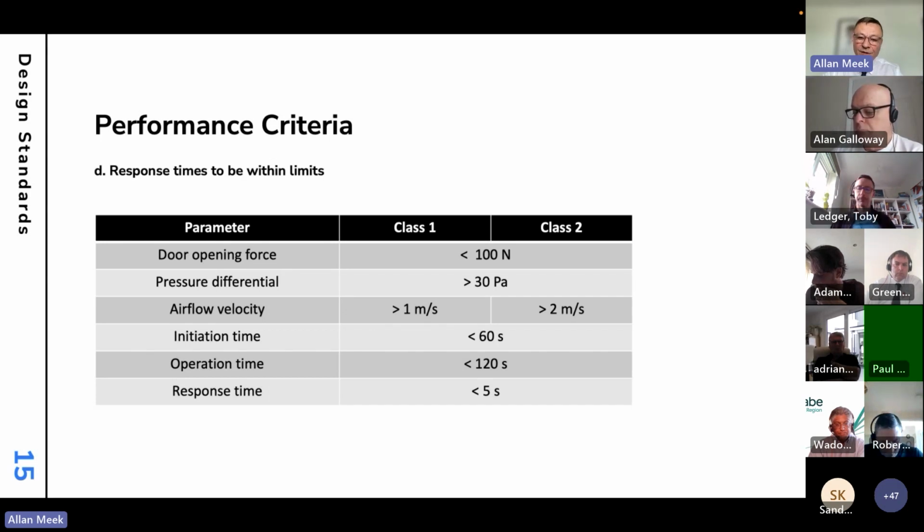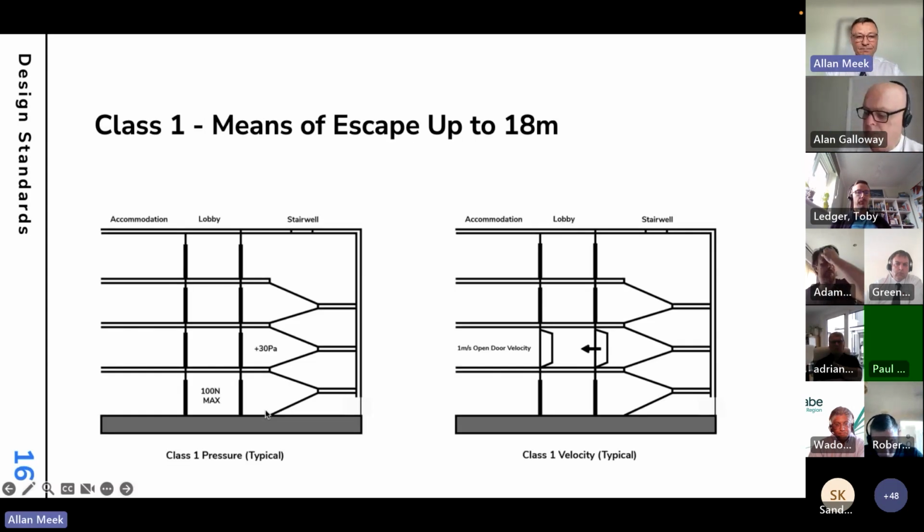So if a door opens, then we have 5 seconds to get up to the open door velocity. If the door closes again, we have 5 seconds to get up to the 30 pascals pressure difference. So, showing them diagrammatically, for a Class 1 means of escape, generally up to 18 meters, we have 30 pascals pressure difference with the doors closed, 100 Newton door opening force, and 1 meter per second open door velocity when the doors open.